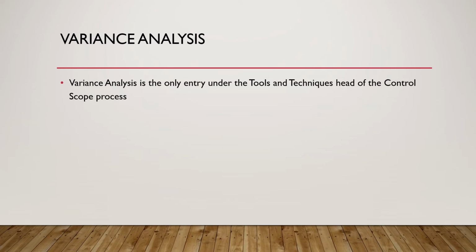So first up, you need to understand that this is the only tool and technique under the control scope process. We recently discussed the control scope process. There's an in-depth article about control scope available on the pmclounge.com website, and I created a video on it as well. So I'll share the link in the description below. I'll share the entire playlist of scope management knowledge area because control scope is ultimately part of the scope management knowledge area. So scope management knowledge area, control scope is the last process in it, and the only tool and technique under the control scope process is variance analysis, right?